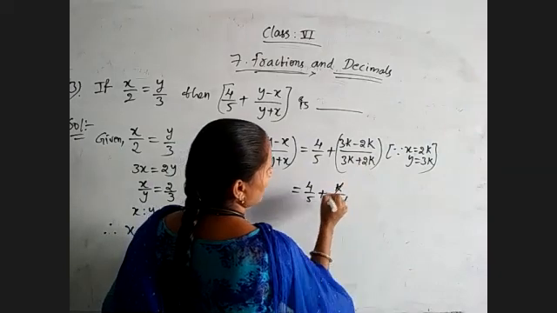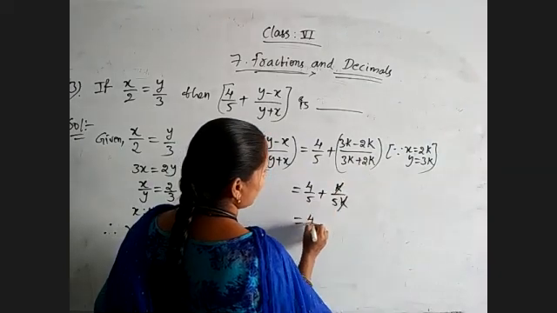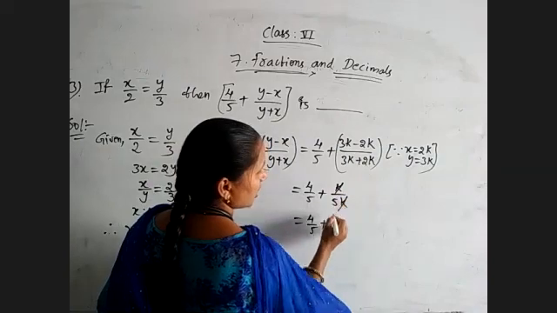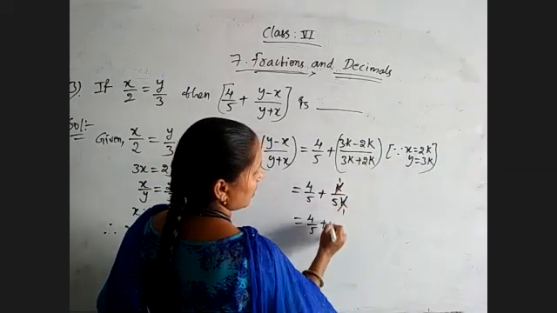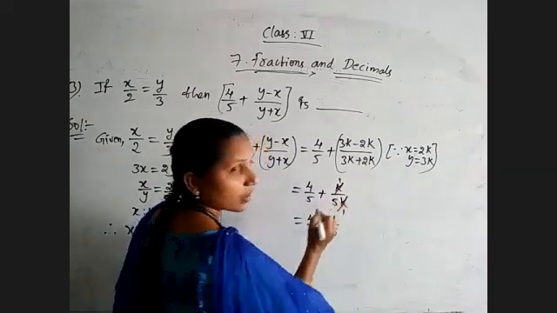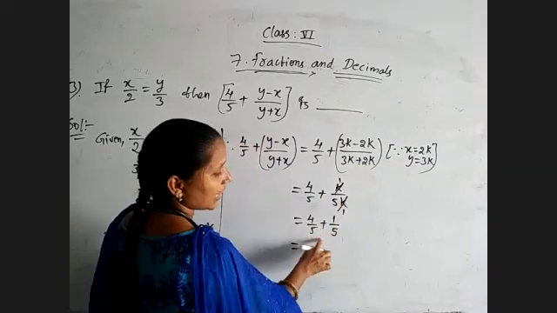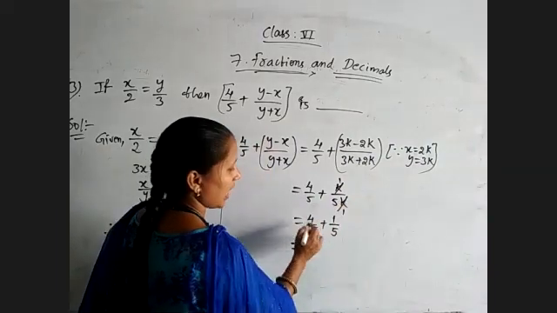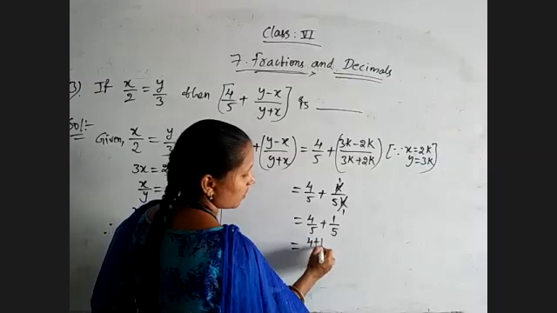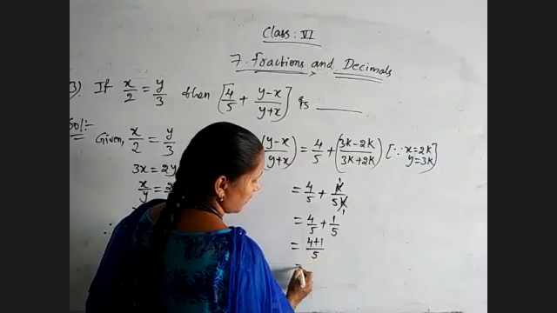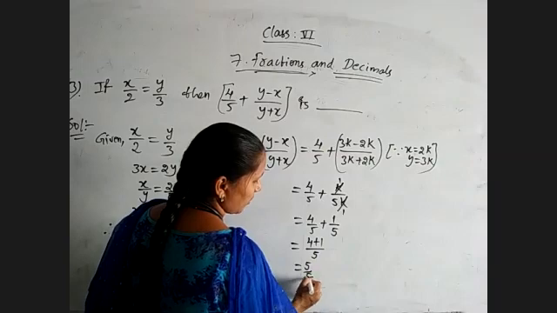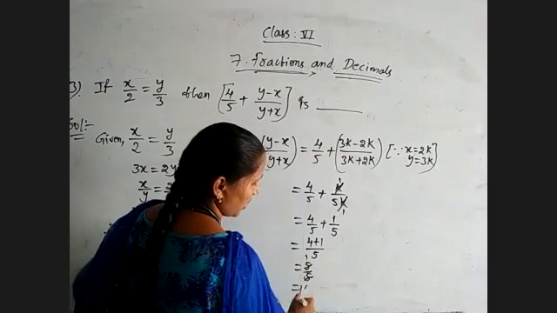So k will get cancelled, which is equal to 4 by 5 plus, in the numerator 1 is left, 1 by 5. Now both are like fractions, so just add the numerators. 4 plus 1 divided by 5, which is nothing but 5 by 5. 5 by 5 is nothing but 1 only.